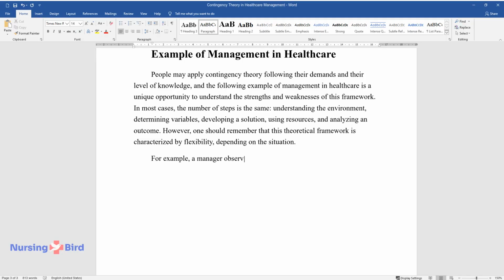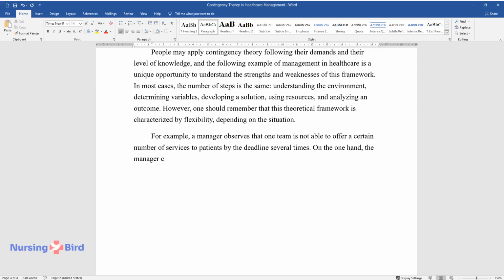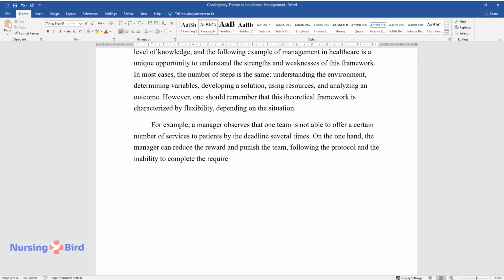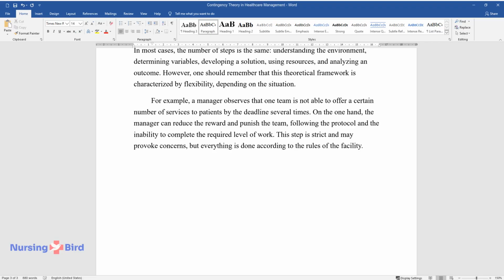For example, a manager observes that one team is not able to offer a certain number of services to patients by the deadline several times. On the one hand, the manager can reduce the reward and punish the team, following the protocol and the inability to complete the required level of work. This step is strict and may provoke concerns, but everything is done according to the rules of the facility.